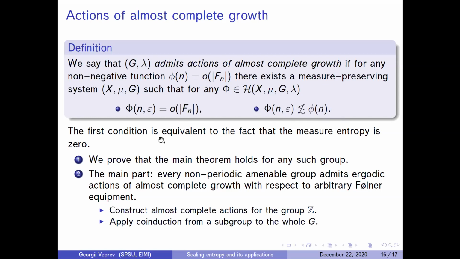So the proof is as follows. First of all, we prove that this is sufficient for the main result. Then we construct such almost complete actions for any non-periodic amenable group. Very roughly speaking, it can be done in the following scheme. We construct such actions for the group Z and then apply the induction procedure from the subgroup to the whole group G, and using some non-obvious estimates, we obtain this criterion. I think my time is over, so thank you for your attention.